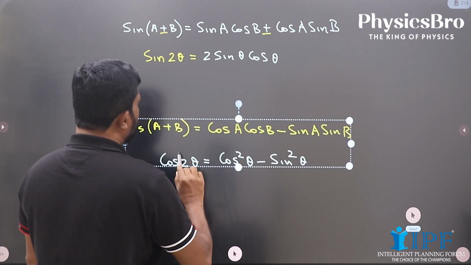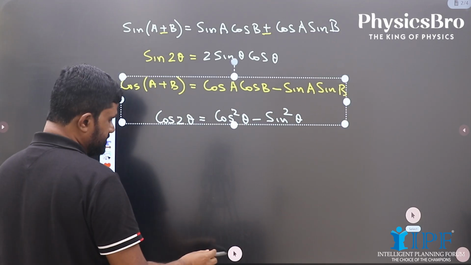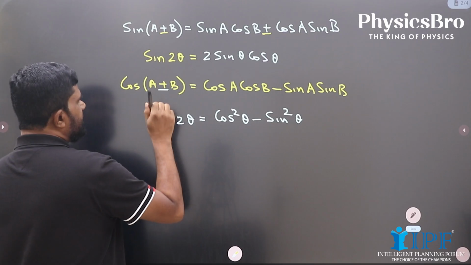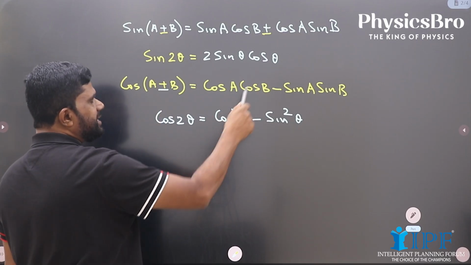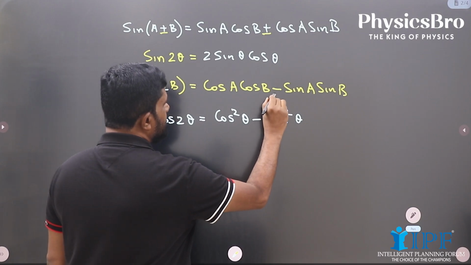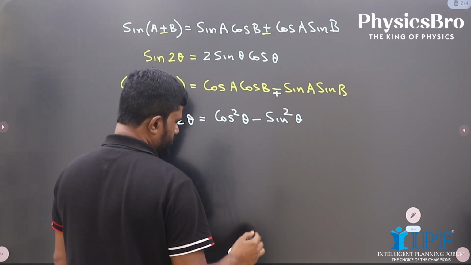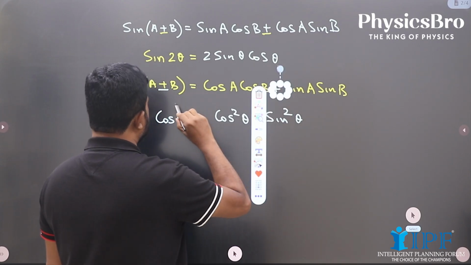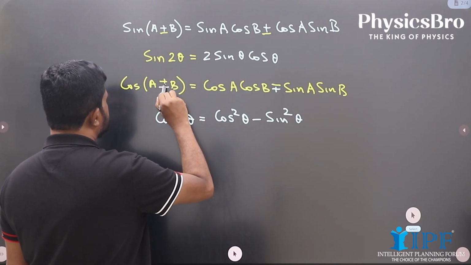Now what would be the case if it is cos A minus B? If it is A plus B, here we have a negative sign. For cos A minus B, here it will be positive. This is the case.